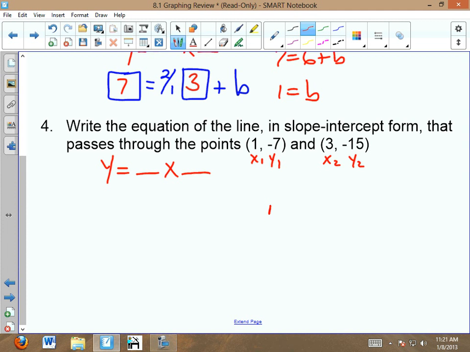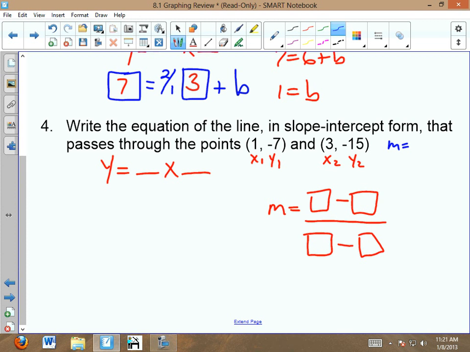When I go to find slope, I want you to write this. M equals box minus box over box minus box. Now, this is y2 minus y1, because if you look back the previous page to find slope, it's y2 minus y1 over x2 minus x1. So y2 is -15, y1 is -7, x2 is 3, x1 is 1. Now, without the boxes, you may forget your double negatives here. If you go box minus box, box minus box, you're going to see your double negative. So this is -15 plus 7.